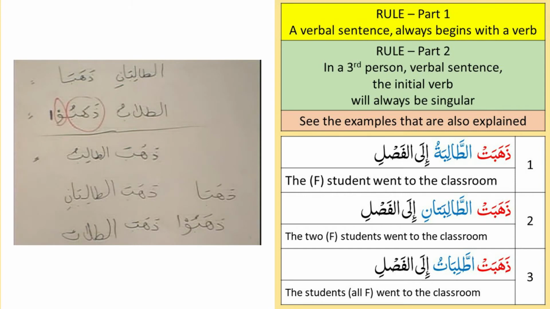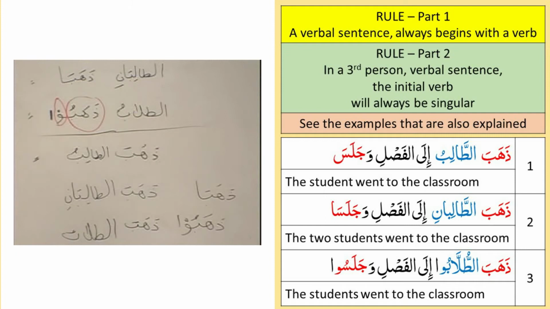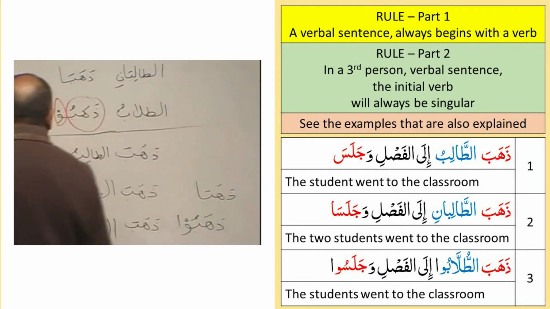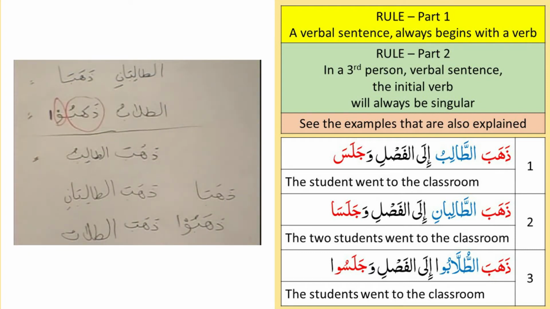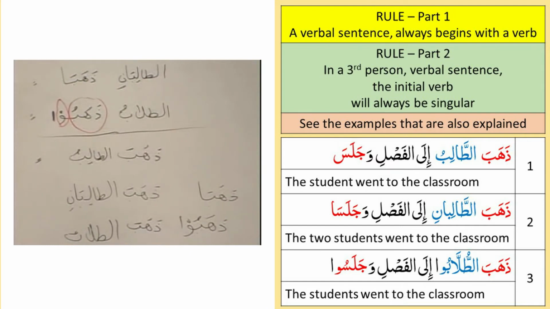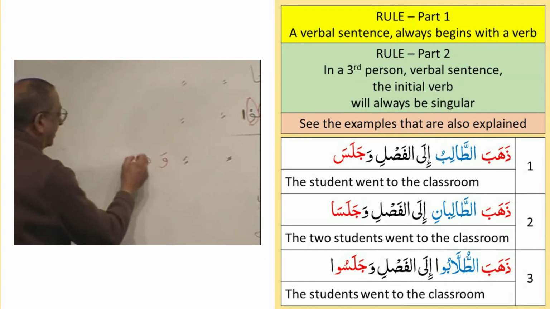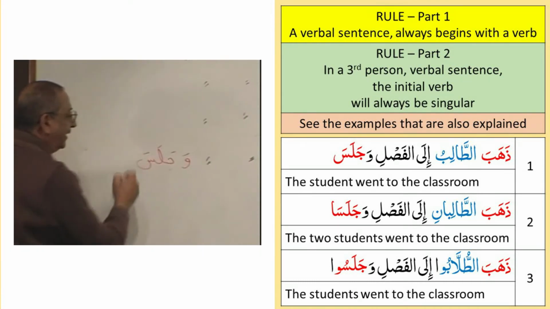Okay? So here is, the student went to the class and sat. What did I say? The student went to the class and sat. Okay? I just have to now remove this, brother. ذهب الطالب إلى الفصل وجلس.